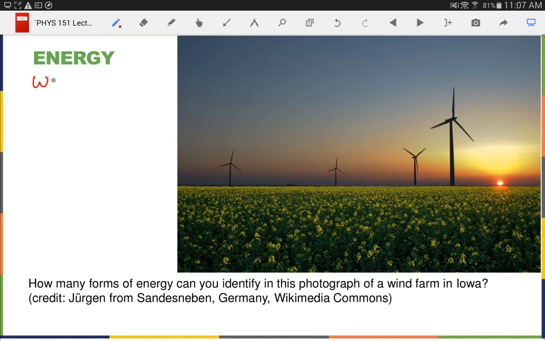Okay, you said wind? Yeah. Can you narrow that down a little for me? Okay. Chemical energy. Solar. Thermal. Okay.